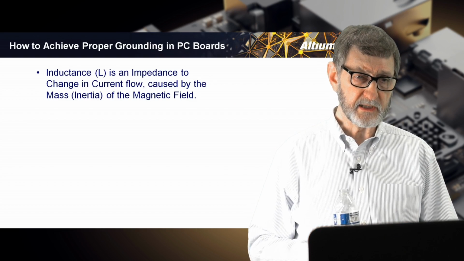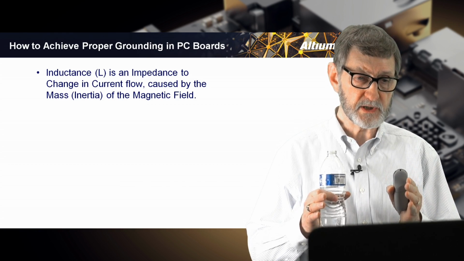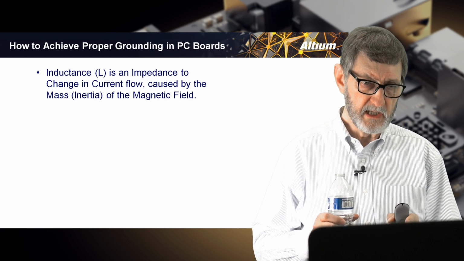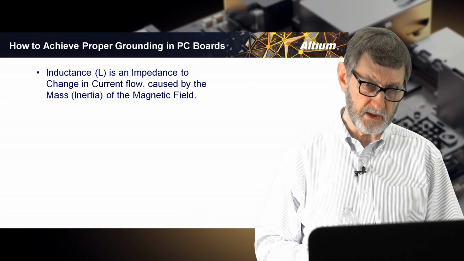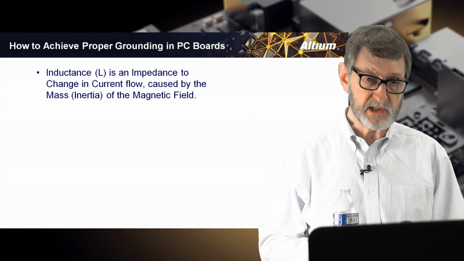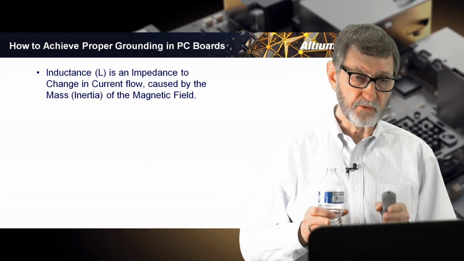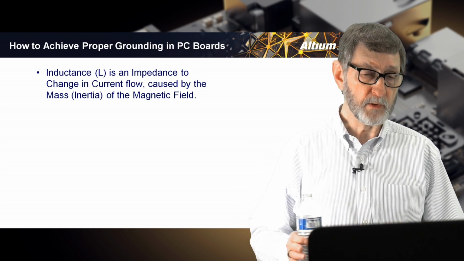In that particular case, the fields are going to have to occupy that large volume of space between those 2 traces. And the result is the magnetic field is going to be extremely large in size. And its extreme size will cause great inertia. And that great inertia will cause high inductance. So how can we lower the inductance?